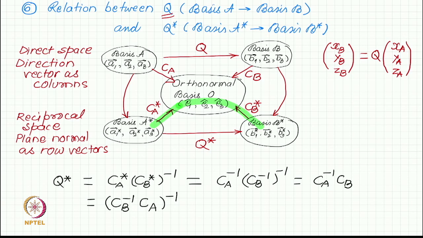C A takes us to the orthonormal basis, and C B inverse... So, from A I come to the orthonormal basis using C A, and then C B inverse takes me to basis B from the orthonormal basis. So, this is this path, which is equivalent to the net result is this path.